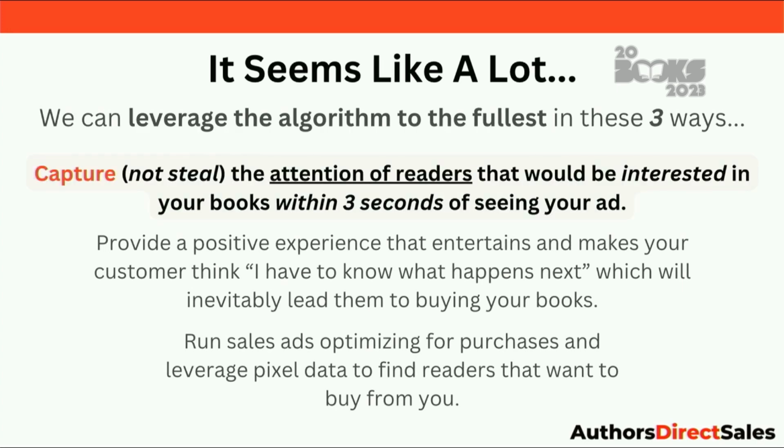The very first one, and this is very, very important, is to capture, not steal, the attention of your readers or any customers who would be interested in your books within the very first 3 seconds of seeing your ad. If you ever run an ad and your primary text says something like, "Oh no, I can't believe that happened," you want it to be more directed towards your tropes or your genre, so that they would be interested within that first 3 seconds. You don't want to be selling to everyone, you only want to be selling to the people that are actually interested in your book. And this plays into effect with the sales ads as well, in the pixel data, which we're going to get to in a minute.